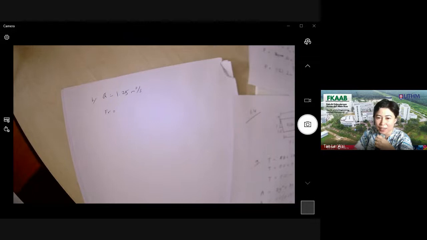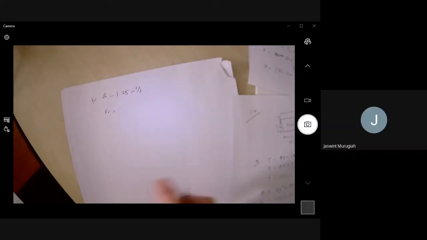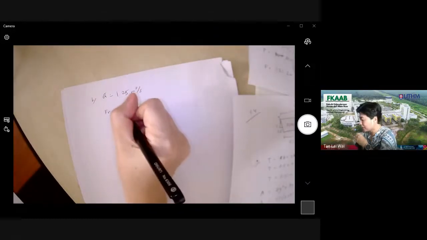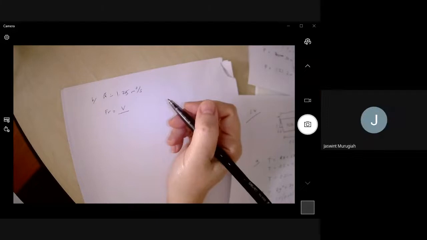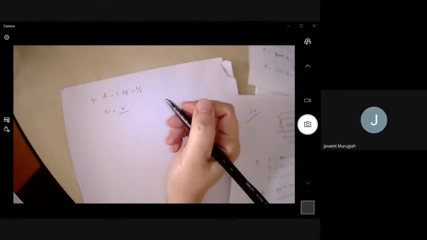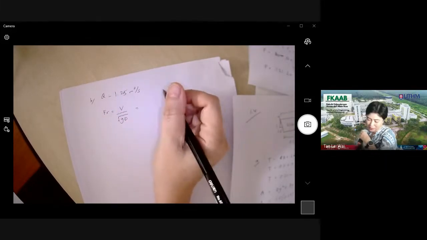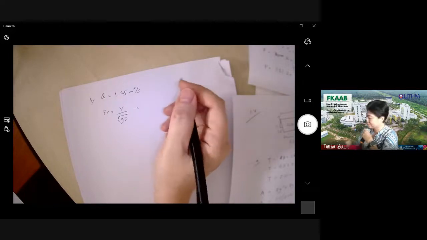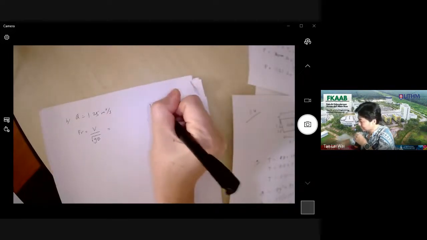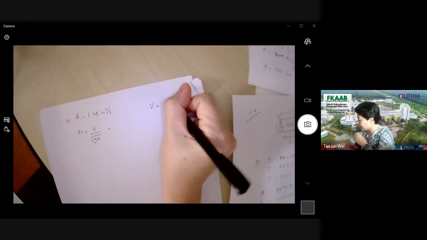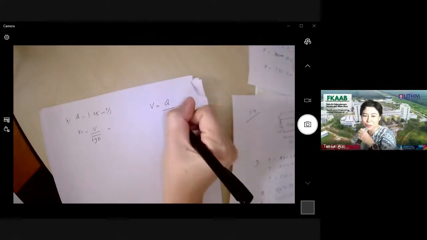Siapa nak volunteer? Jaswin Murugia? Is Jaswin there? Yes, madam. What is the formula for Froude number? Froude number, V over square root of gD. Alright, thank you. So what is the velocity here? Velocity is equal to what? Q is given, right? Q over A. Yeah, thank you.